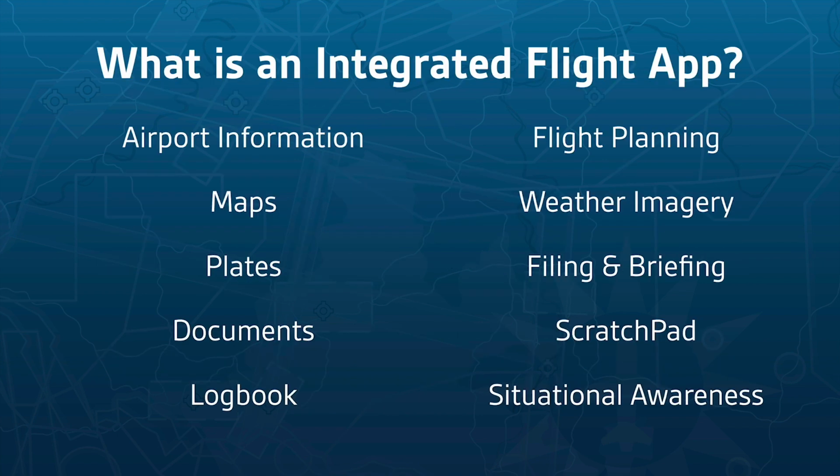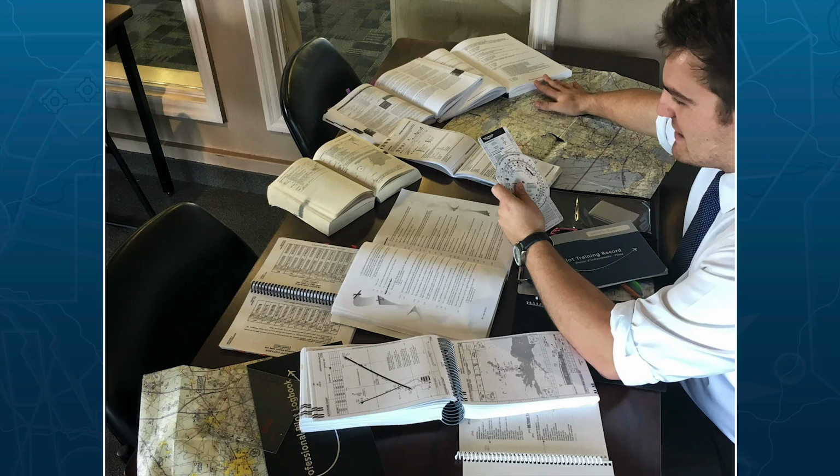Airport information, maps, plates, documents, logbook, flight planning, weather imagery and in-flight weather, filing and briefing, which you can do directly from ForeFlight in Canada, scratch pads, which essentially replaces the need for paper, and all in one solution that at the end of the day increases situational awareness. That's our main goal. And coincidentally, we take something that used to look like this and turn it into this.